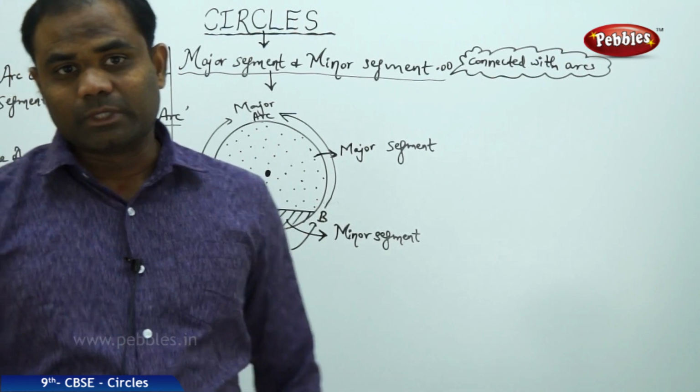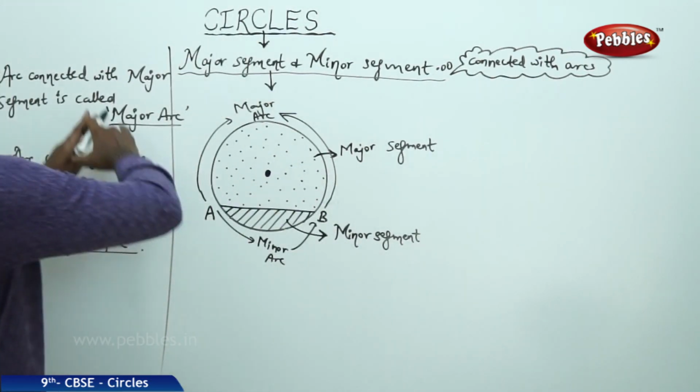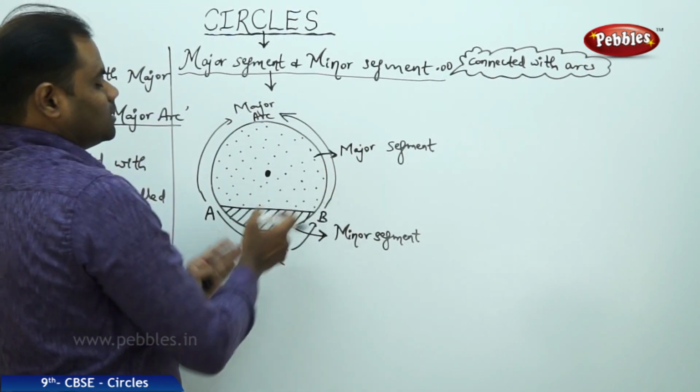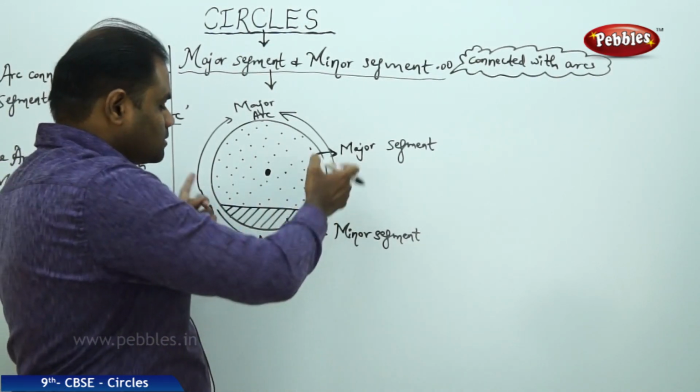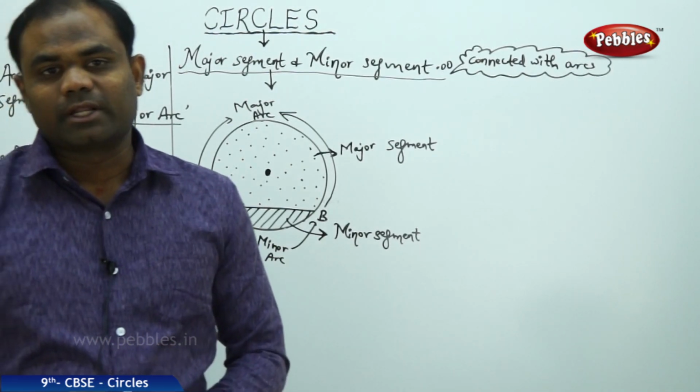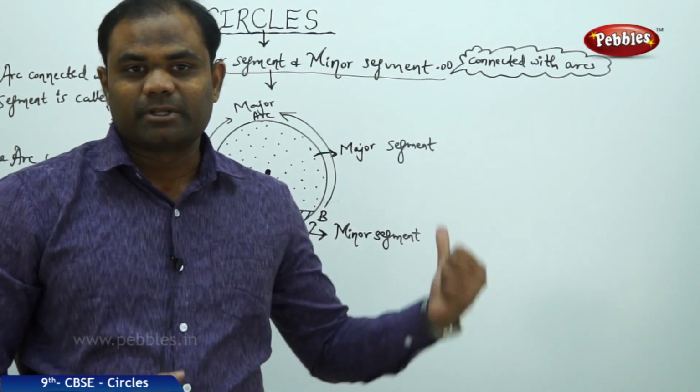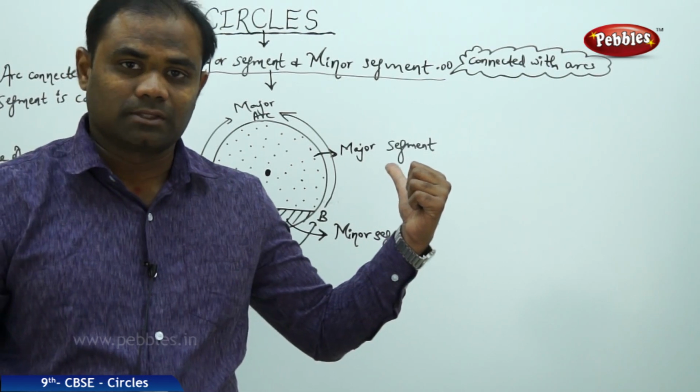The arc connected with the major segment, that is the bigger segment, is the major arc, and the arc connected with the smaller segment, that is the minor segment, is the minor arc. Connecting major and minor segments with major and minor arcs.